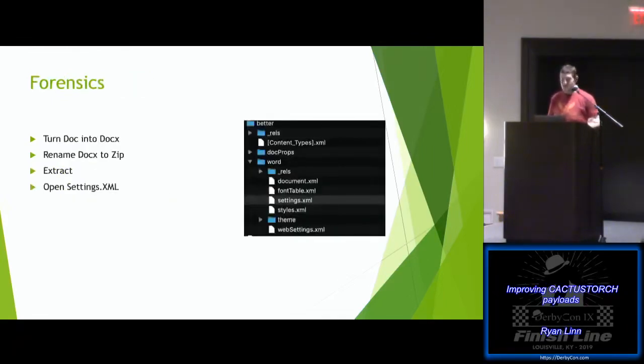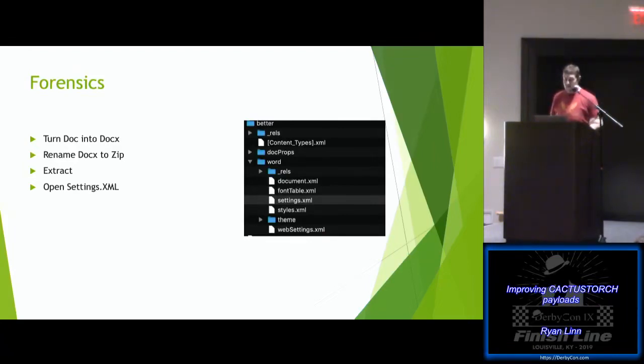So for the forensics, obviously the docx is nice for forensicators because you can just rename it from a docx to a zip and extract it. If you convert the Word 97 doc to a modern Word doc, a docx file, then it does convert all of the document variables into the XML format. So you don't lose anything through that conversion.